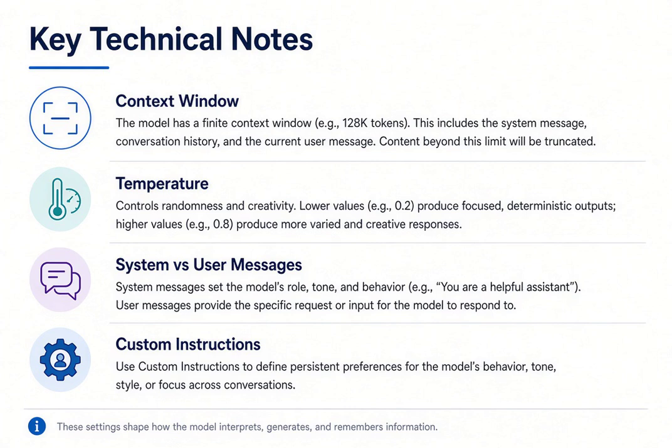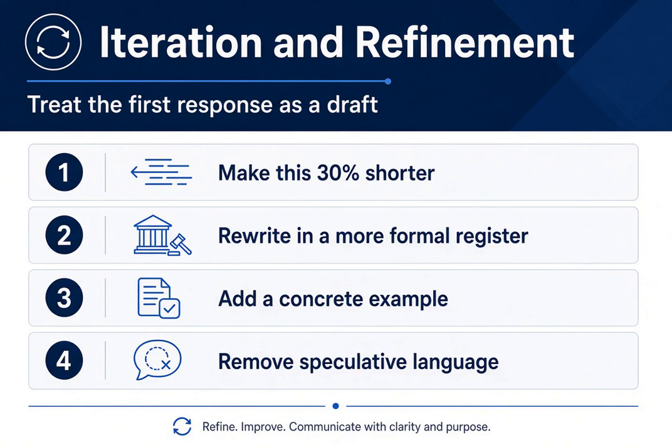Important limits and security practices. The model has a finite context window. Long conversations or large pasted documents can cause earlier instructions to be truncated. For sensitive or lengthy material, work in focused sections. Never paste confidential personal data, passwords, API keys, or legally privileged information into a public model. Prefer anonymized or synthetic examples when testing prompts.